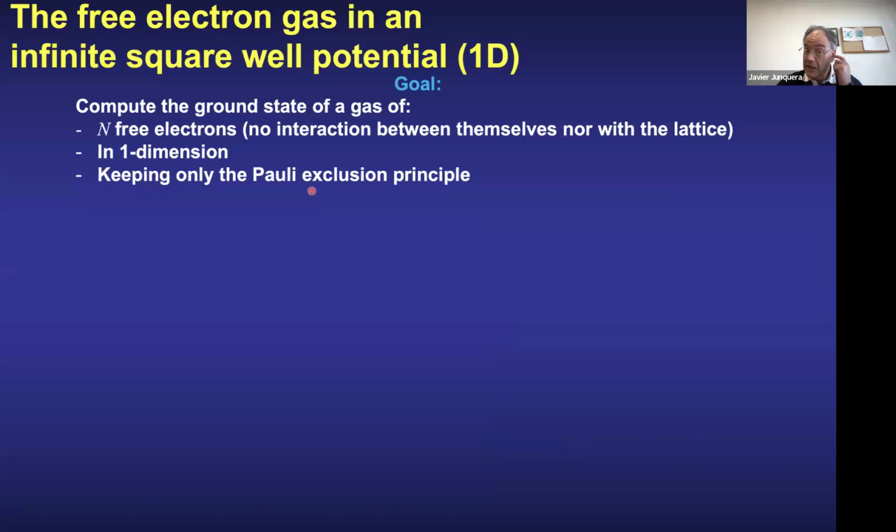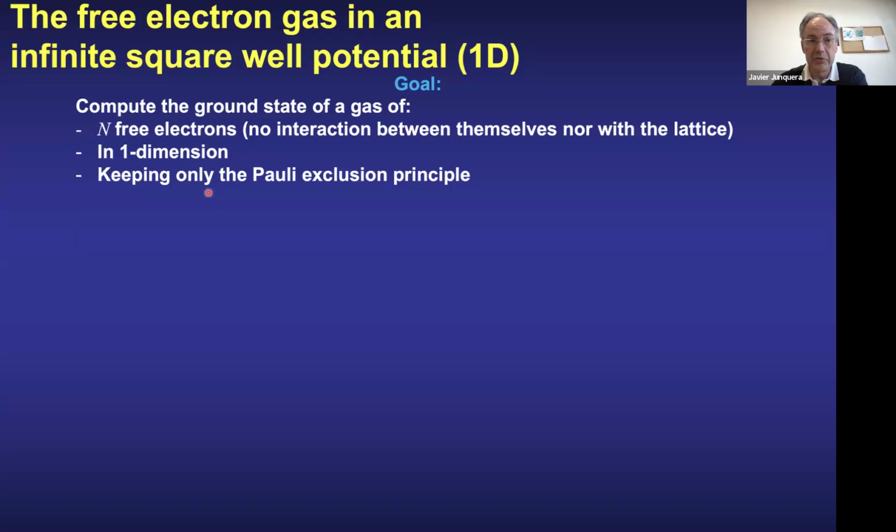So now our goal is how to compute the ground state of an electron gas that is made of N free electrons. And by free electrons, I mean that electrons do not interact between themselves nor with the lattice, in one dimension, just to make the problem as simple as possible and just to fix the most important ideas. The only interaction between the electrons is that we should keep the Pauli exclusion principle. I will describe what this principle is in a few slides from now.